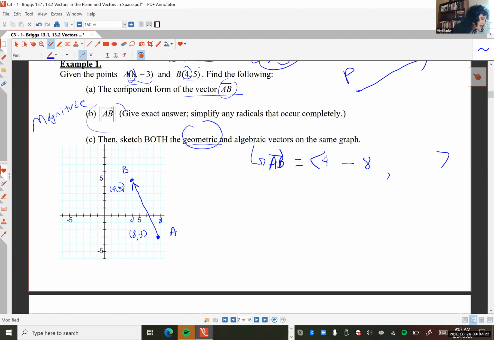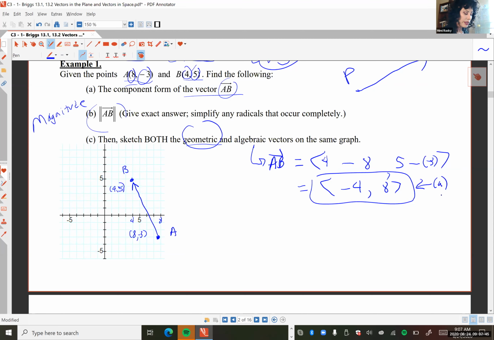And now let's get the y component. You'll take the y coordinate of B and you'll subtract the y coordinate of the point A. And now let's do a little bit of arithmetic here. The component form for this vector is -4, and 5 minus -3 is 8. So this is the answer for part A. There is the answer for part A. That is the component form of this vector.